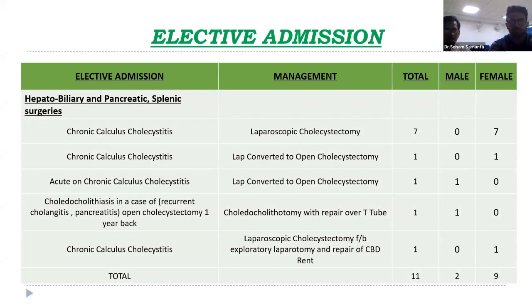One such case was converted to open. One case of acute and chronic calculus cholecystitis was also converted to open cholecystectomy. One case of choledocholithiasis in a case of recurrent cholangitis and pancreatitis, and past history of open cholecystectomy done 1 year back, for which choledocholithotomy with repair over T-tube was done. And one case of chronic calculus cholecystitis for which lap cholecystectomy was done, which was followed by an exploratory laparotomy and a repair of CBD rent.